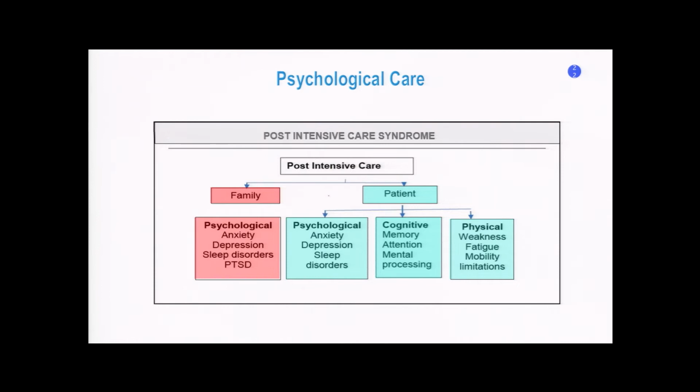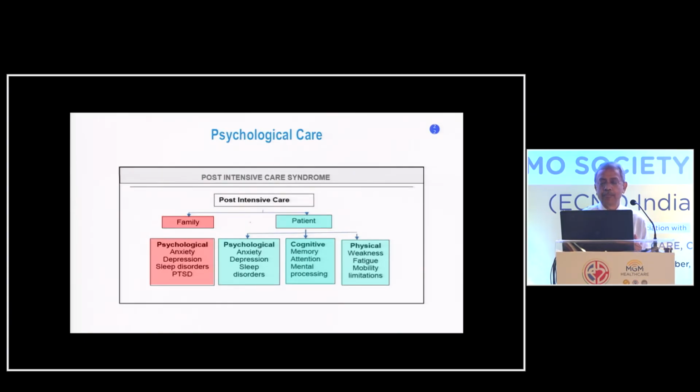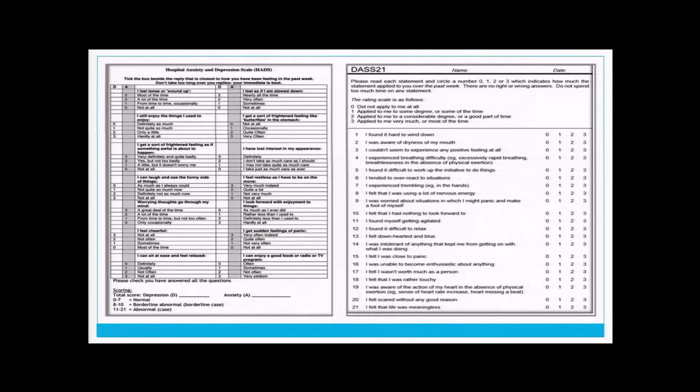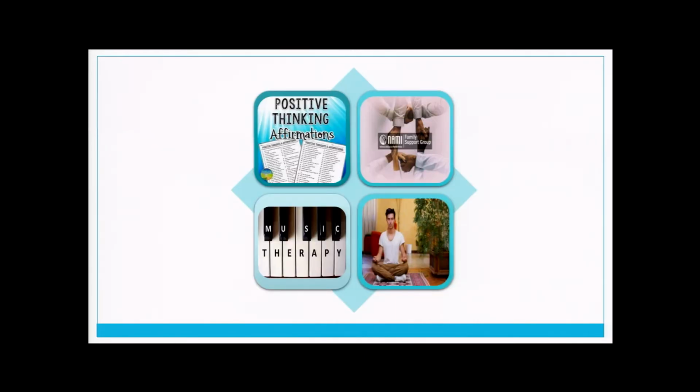Special mention for the psychological care, because we find a lot of psychological issues in ICU patients. For the family as well as the patient, we have anxiety, depression, and sleep disorders. And in cognitive, we have memory, attention, mental processing, and of course the physical rehabilitation part of it. We do use validated questionnaires to find out the hospital anxiety and depression, and also the depression, anxiety, and stress scores. These are the interventions used by the psychologists in our team: positive thinking and affirmations, and family support.